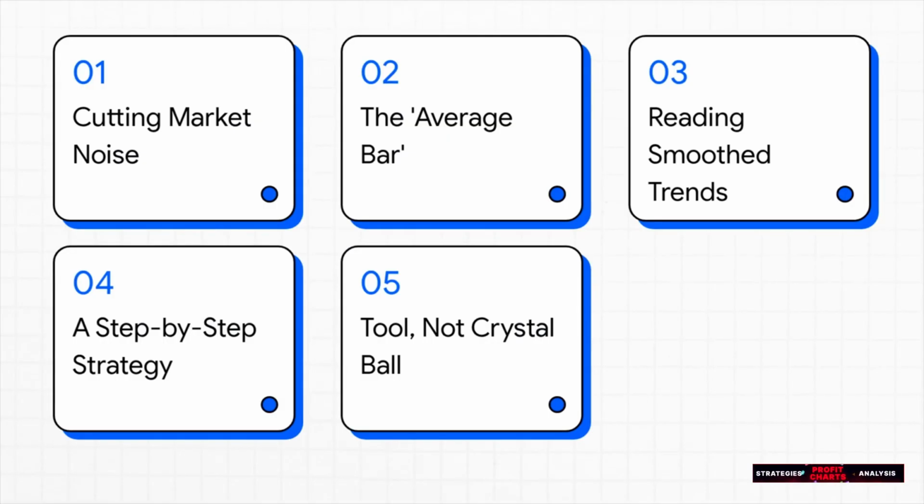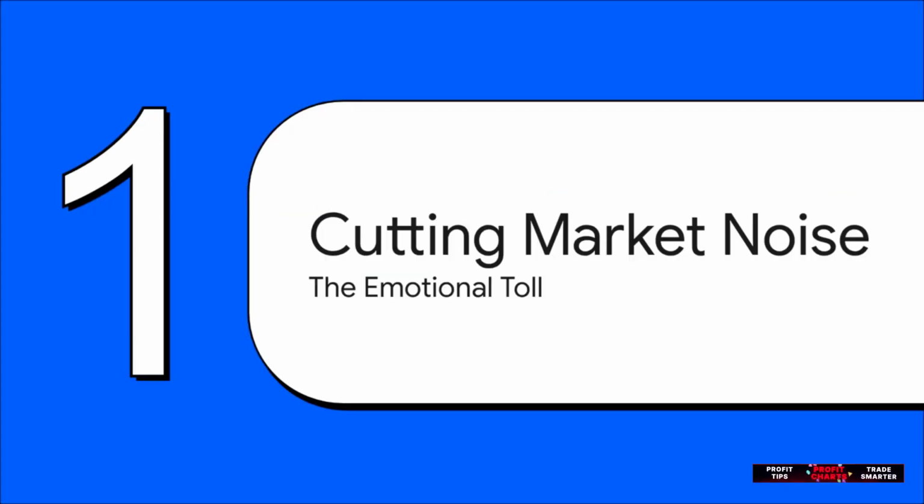So here's our game plan. We're going to start with why we even need to cut through market noise. Then we'll get into the secret sauce, that average bar calculation. After that, we'll learn how to actually read these things, put it all together in a simple strategy, and wrap up with the really important part, what this tool can't do. Let's get to it.